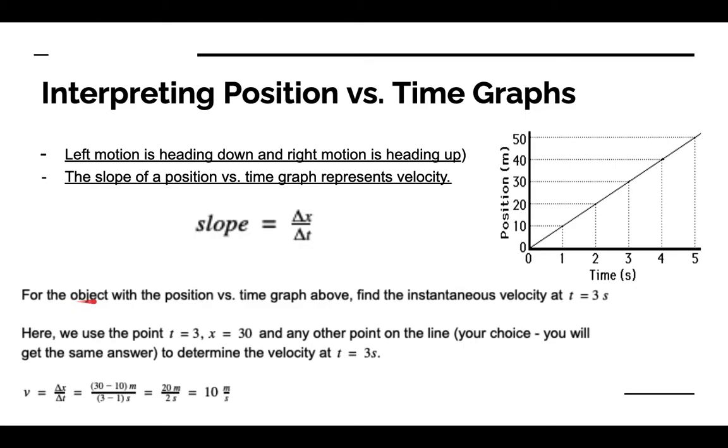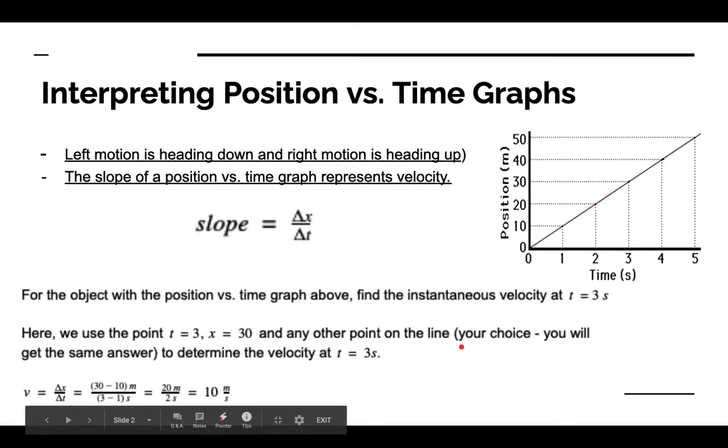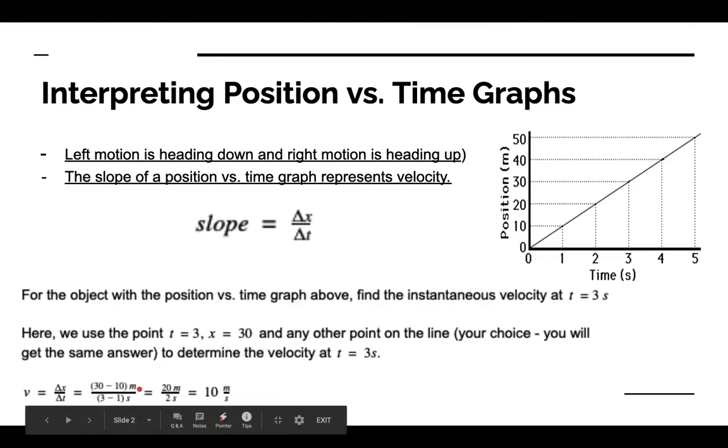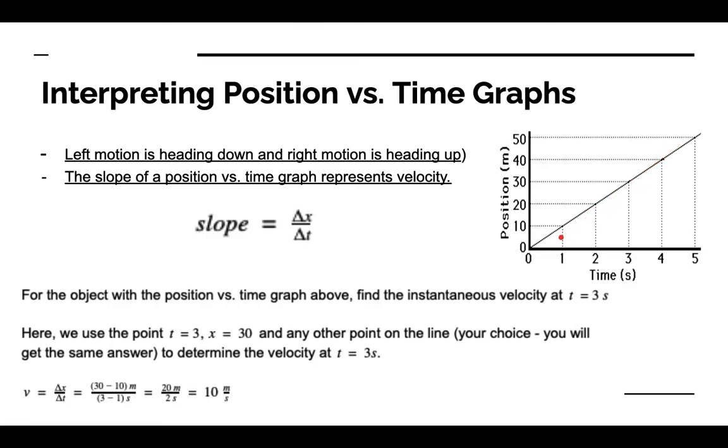So for example, for the position versus time graph above, let's say we're trying to find our velocity at t equals 3 seconds. So what we would do is we would use the point t equals 3, x equals 30, and any other point on the line, your choice, you'll get the same answer, to determine your velocity at 3 seconds. So our velocity is change in position divided by change in time. So we're going to get 30 minus 10 divided by 3 minus 1. Here I'm using 1 second, 10 meters as my second point, which gives me that my average velocity over this time interval is 10 meters per second. So the slope of your position versus time graph can be used to interpret the velocity of your object over a certain interval or at a specific time.